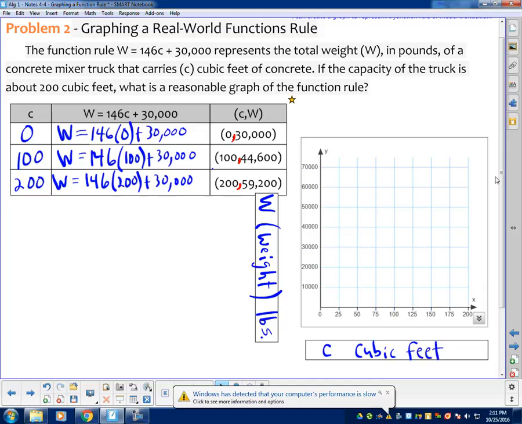So the first coordinate is at 0, comma 30,000. And then the next one is at 100, comma 44,600. That's pretty close to 45,000, so maybe right about here. And then the next one is 200, comma 59,200, so just under 60,000. Would it make sense to connect the dots on this? Yes, it would. Could you have cubic feet that you're putting in the mixer truck between 0 and 100? Yeah. So it makes sense to connect it.